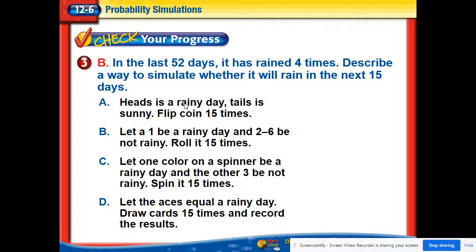Flipping a heads is a raining day. That's a 50-50. That's not what we have. We have 4 out of 52. That's a different probability. So we can't use that even though it's 15 times for the 15 days. We can't do things that are different probability. You got to keep it the same. So since we have 52, 4 out of the 52 would be like aces.